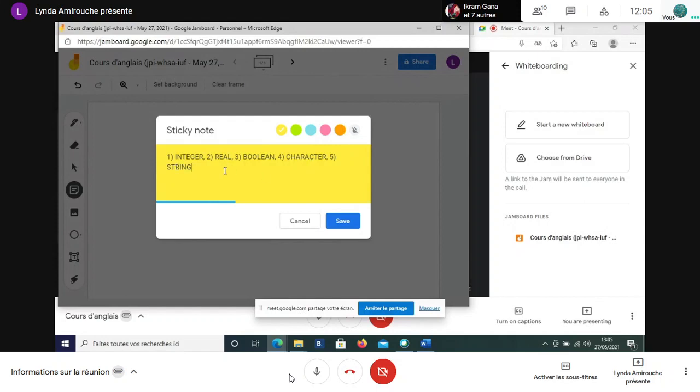When you say string, in French, it is la chaîne de caractères. Chaîne de caractères veut dire ça constitue un mot entier, des mots entiers. Okay?